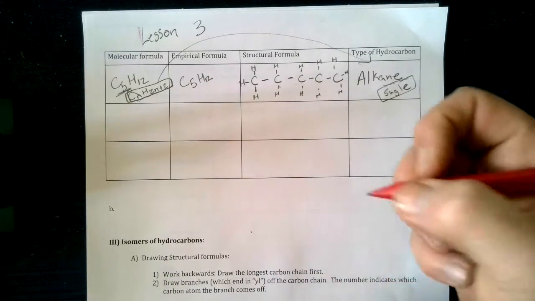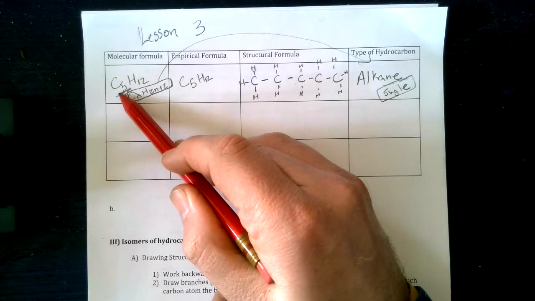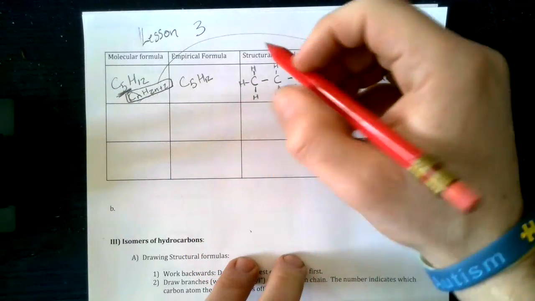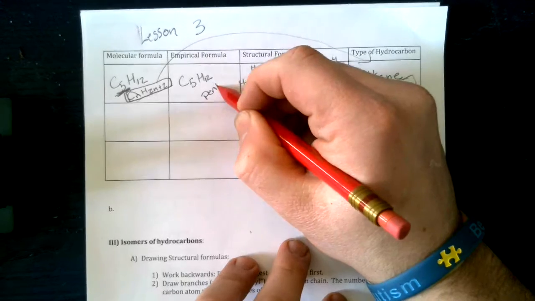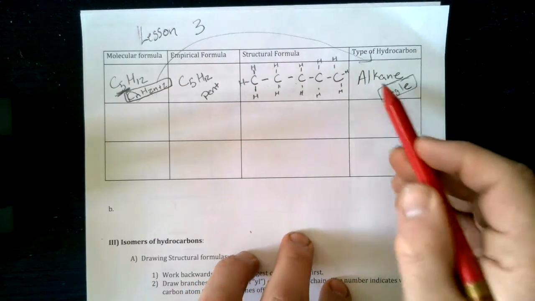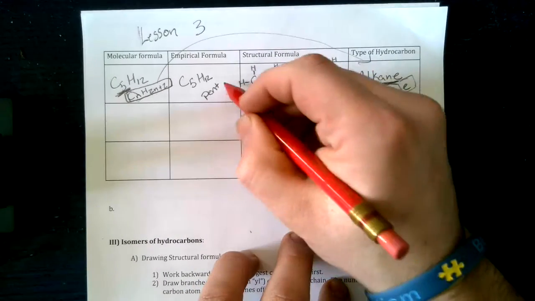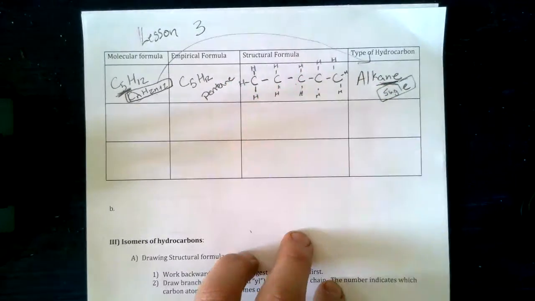Now, if we want to take this a step further, we could say that 5, according to table P, has a prefix of pent. I'm just going to put that here. It's an alkane, so I use the suffix here, and this would have a name of pentane. And that's it.